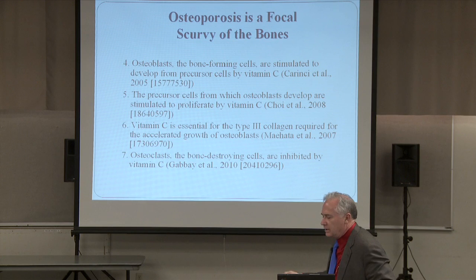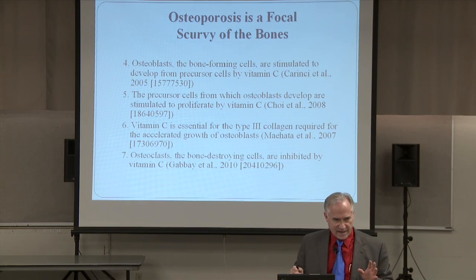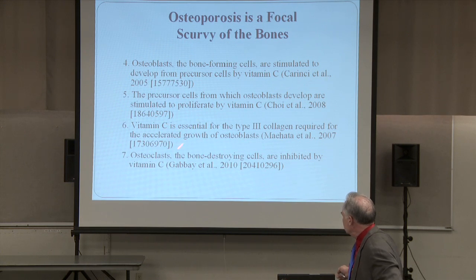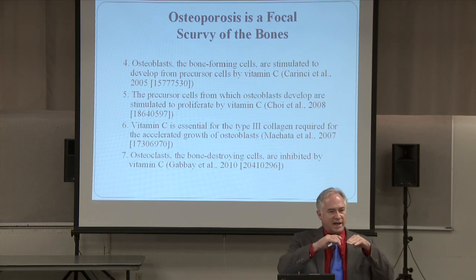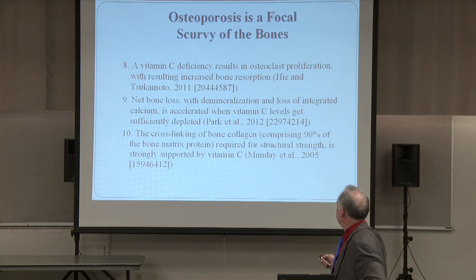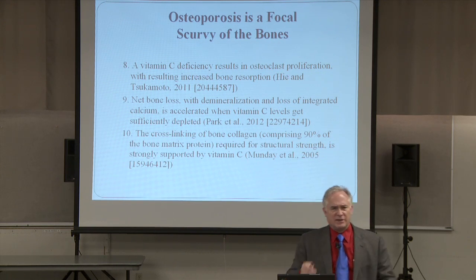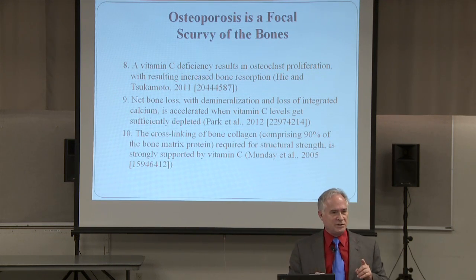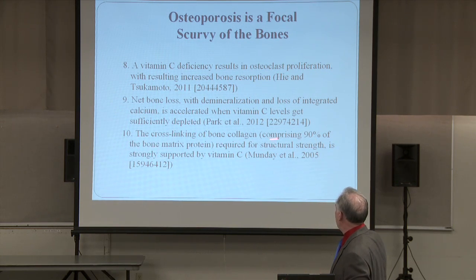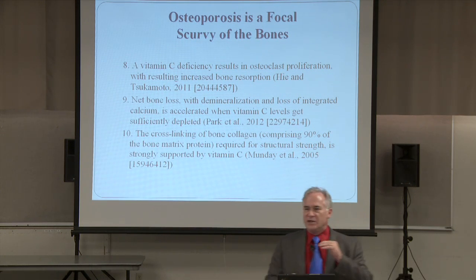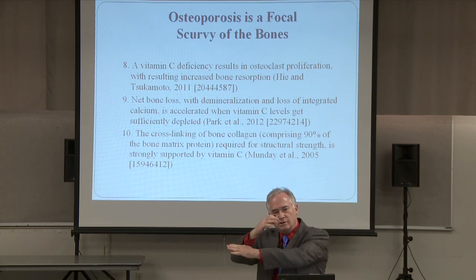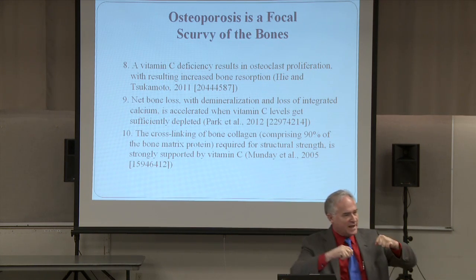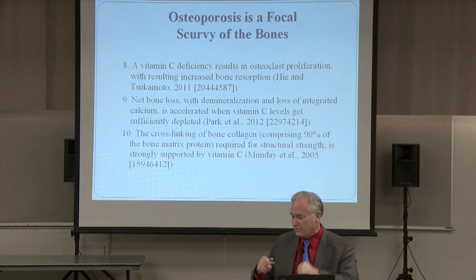Very importantly, as it is with all the other forms of collagen in the body, vitamin C is essential, not just good for, essential for the type 2 collagen required for the accelerated growth of osteoblasts that lays down into the bone. Now, that same bone collagen, which incidentally, we think about so much calcium in the bones, well, yes, there's a lot of protein in the bones too. The bone collagen comprises 90% of the bone matrix protein required for structural strength, and what else is vitamin C essential for? It's essential for the cross links. Okay, that gives you your tensile strength. That's what prevents a fracture or decreases the chance of a fracture.